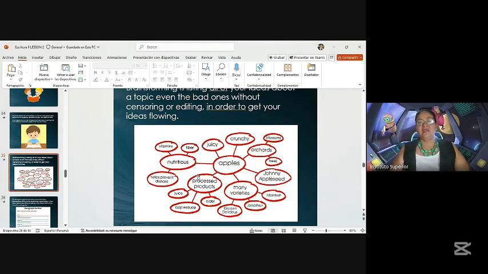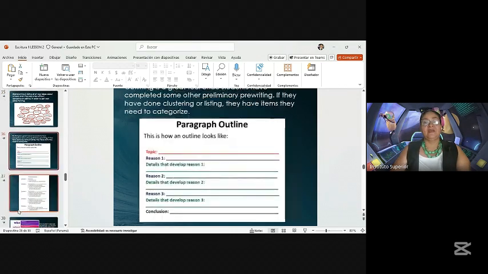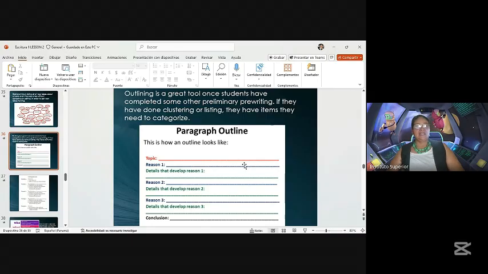And we may use something like this. We're going to create a map like this, or maybe free writing, in which we're going to write all the things we think and come to our mind in that moment. But also maybe an outline, okay? This is another way we may use in a pre-writing stage.